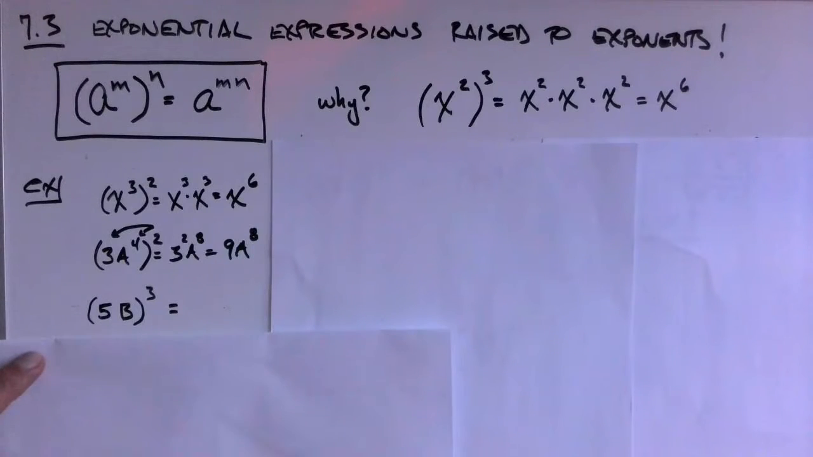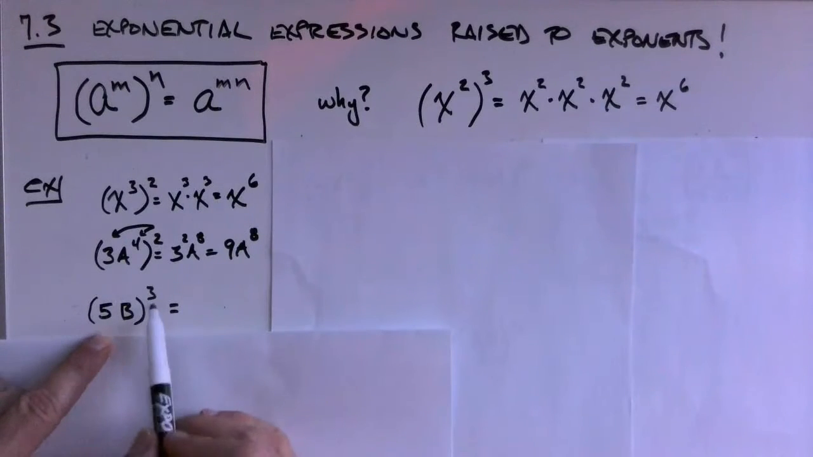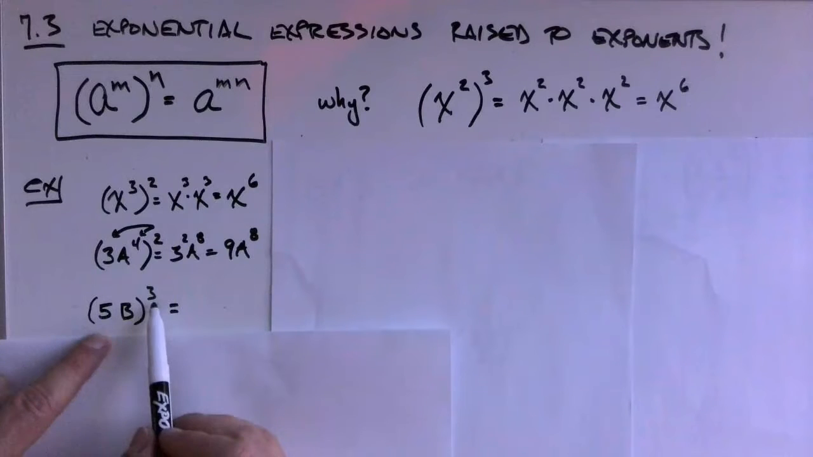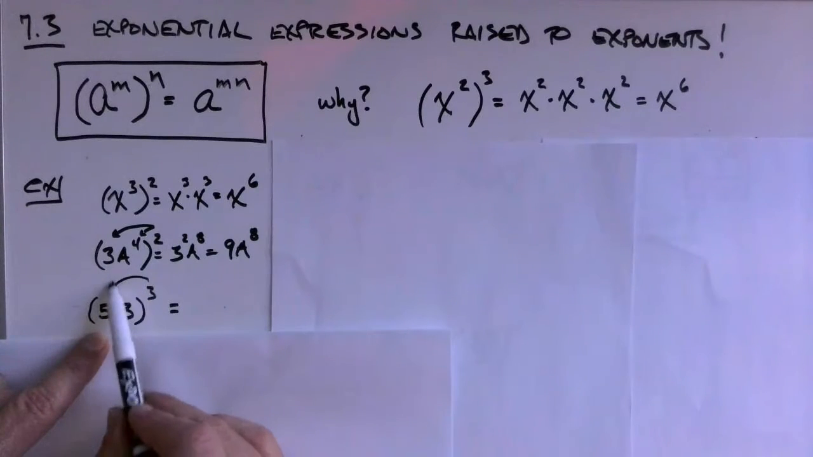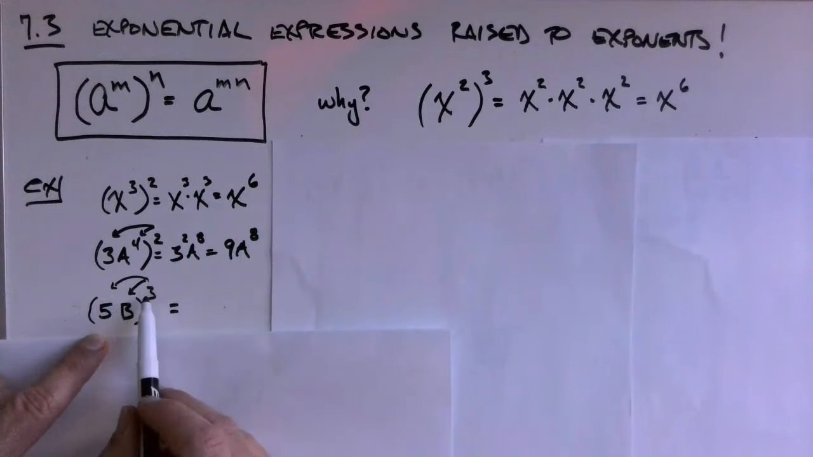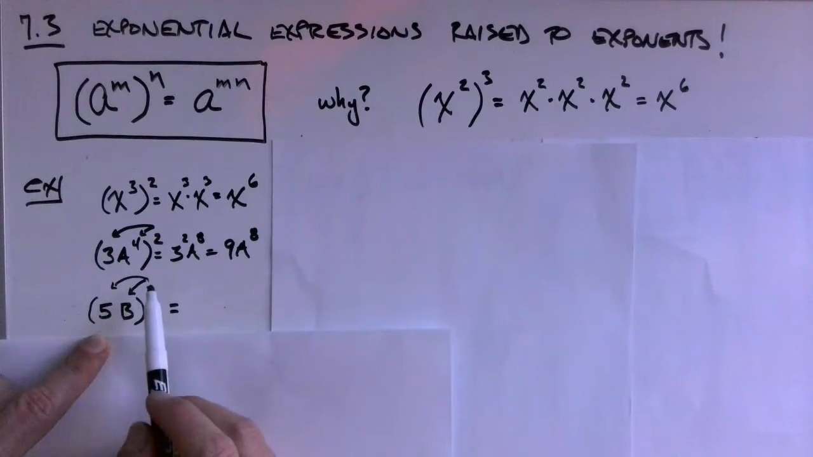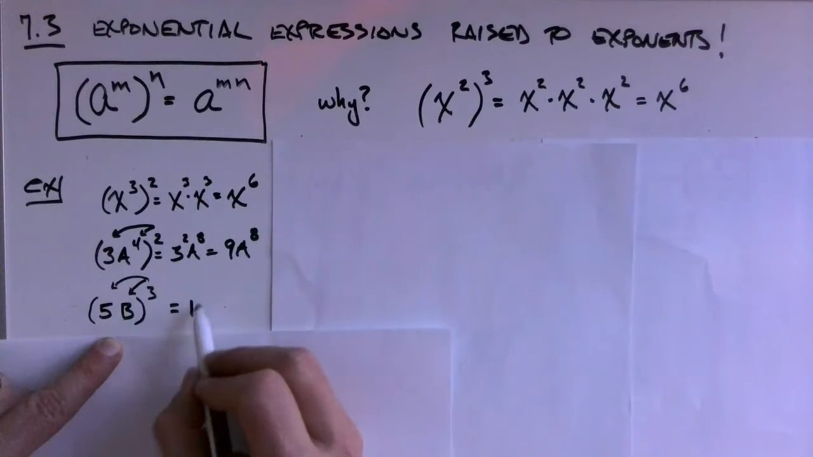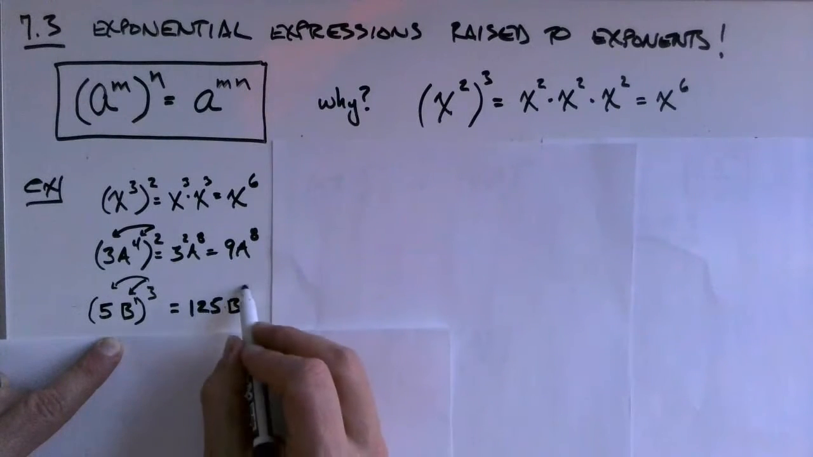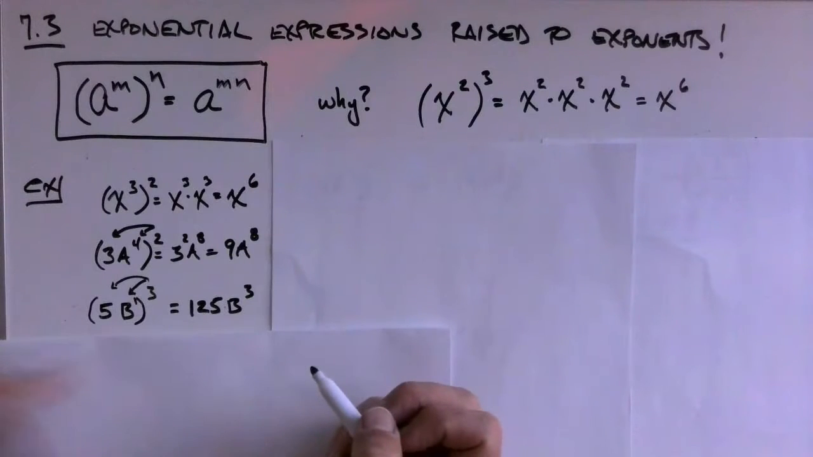How about this one? Well, what you guys are going to see is you're going to be expected to know some perfect cubes. We tend to stop at 5, actually. But if we bring this in onto both exponents, I'm going to have 5 to the third power. 5 times 5 is 25, times 5 is 125. So it's going to be 125. And then this was b to the first, so 1 times 3 is 3. So I'd have 125b cubed. That's how the rule works.